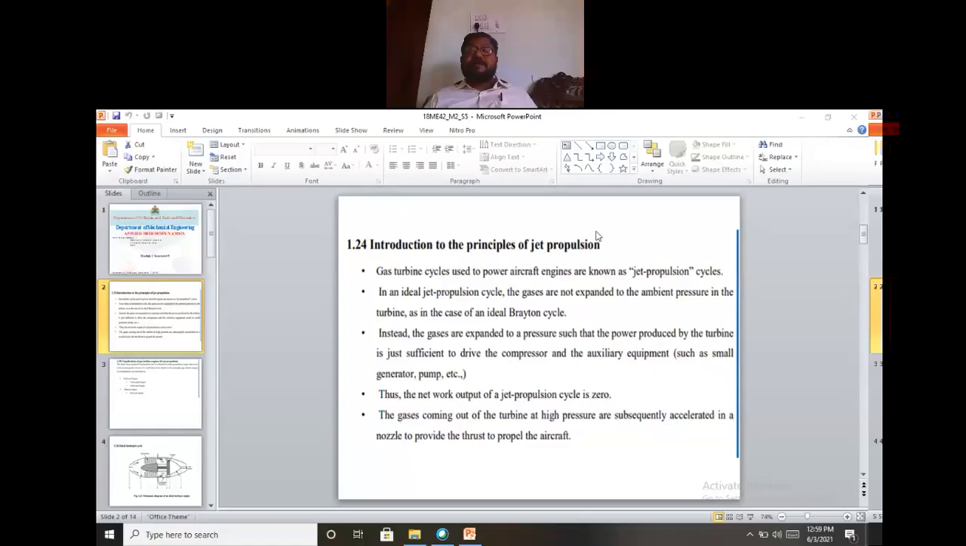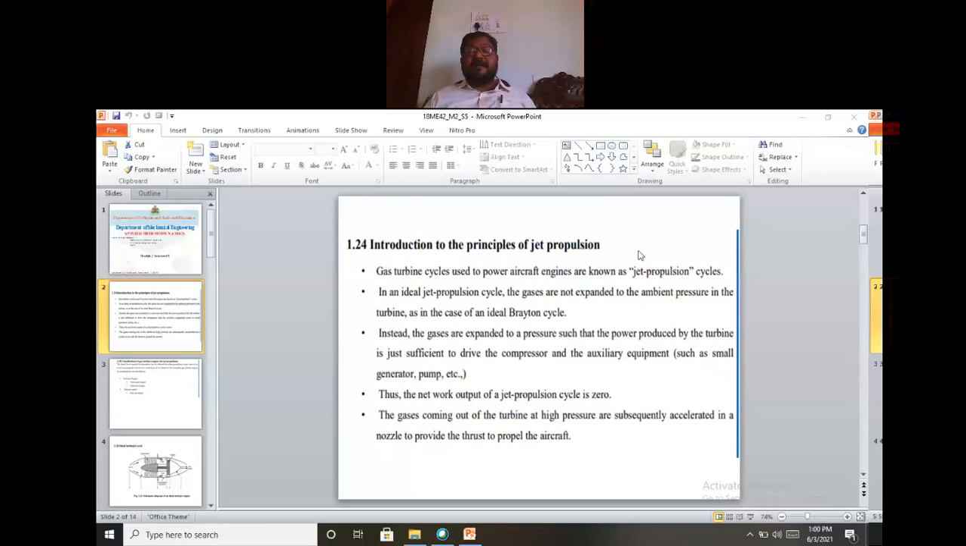In this session, we will discuss jet propulsion. The gas turbine cycle used to power aircraft engines is known as the jet propulsion cycle. In an ideal jet propulsion cycle, gases are not expanded to the ambient pressure in the turbine.